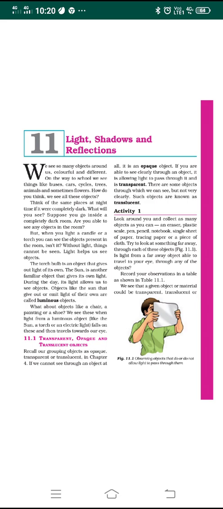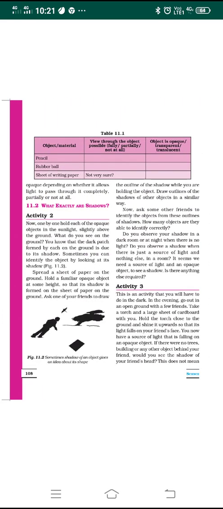So dear students, in the previous classes I have started the new lesson: light, shadows and reflections. In the beginning class we discussed the concept of luminosity, that is luminous objects and non-luminous objects and their examples. And in the next class we discussed transparent, opaque and translucent objects, their differences and examples. We also conducted an activity to understand.